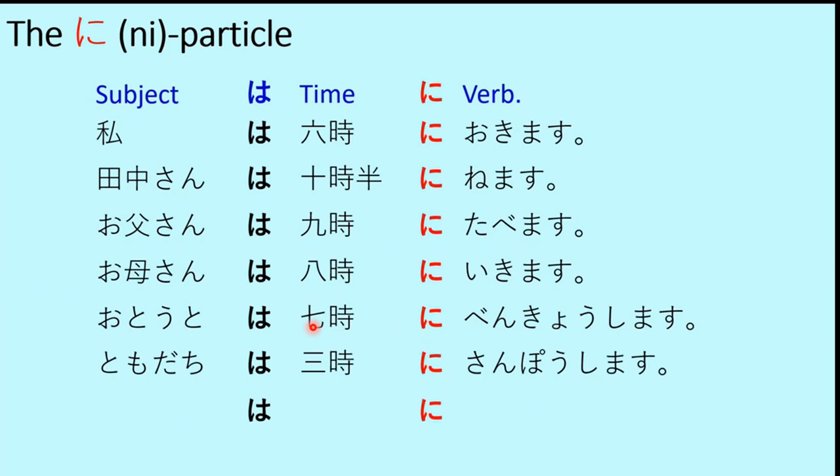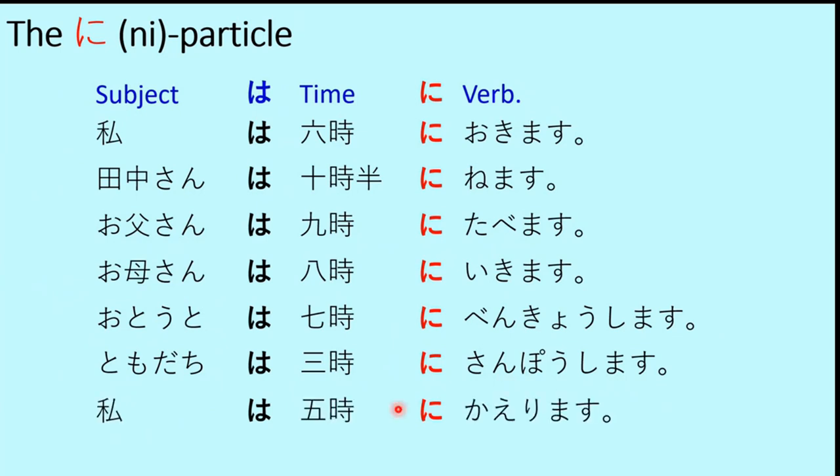Likewise, tomodachi. What is the meaning of tomodachi? Tomodachi means friend. Tomodachi wa 3時に 散歩 shimasu. Sanpo shimasu means to go for a walk. So my friend goes for a walk at 3 o'clock. Tomodachi wa 3時に 散歩 shimasu. Watashi no tomodachi wa 3時に 散歩 shimasu. My friend goes for a walk at 3 o'clock.